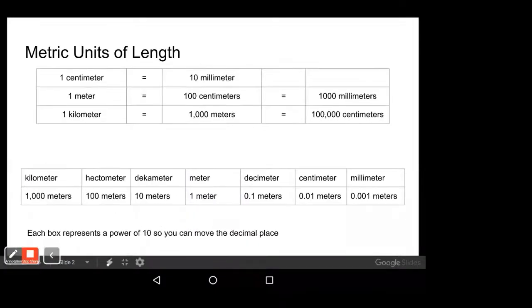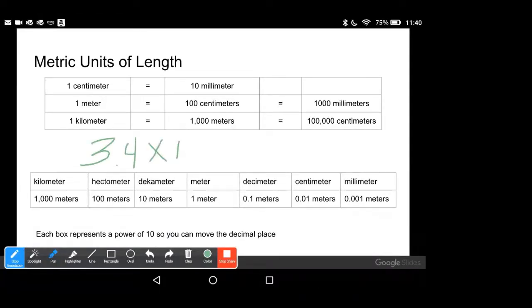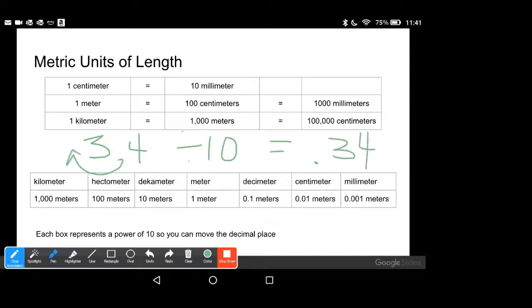So the big thing is when it's powers of 10, you can move your decimal place. If I take 3.4 and I multiply by 10, you're taking this decimal place and moving it one place. The 10 is going to make it move, so it becomes 34. If I take 3.4 and I divide by 10, it's going to get smaller, and so my decimal place has to go this way. And so it becomes 0.34, 34/100ths. Everything is just about moving the decimal place.